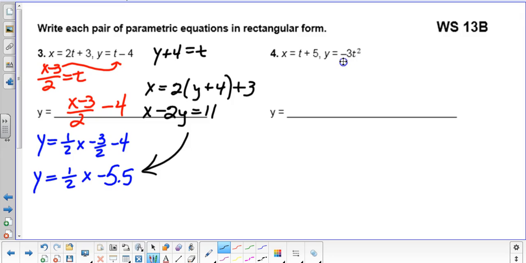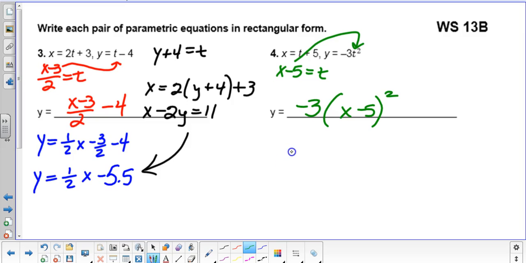What do you want to do on this one? This one's pretty easy. Nobody? So we have x minus 5 equals t, and then we could just plug that in here. So we have negative 3 times the quantity (x minus 5) squared. Does that look like something you could type in graph, in rectangular mode or in regular function mode? It would be a parabola that opened. Take your brain back to algebra 2. This is just a parabola that opened down and is skinny, right?